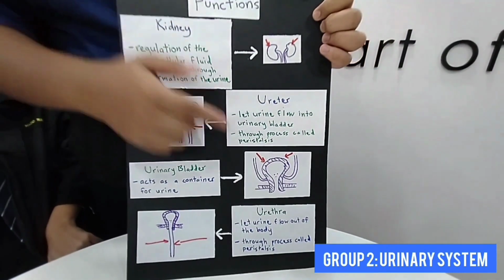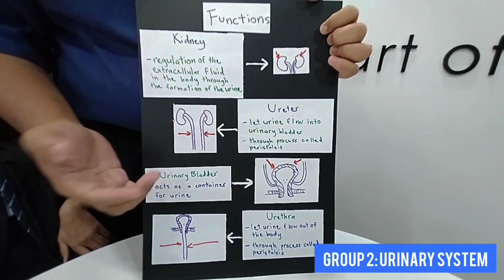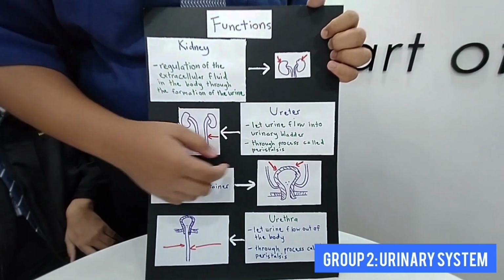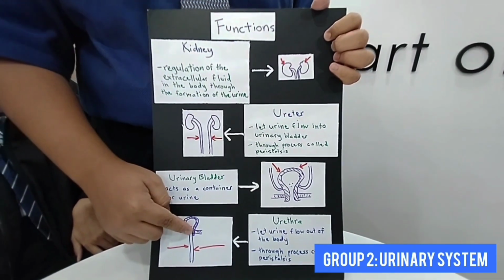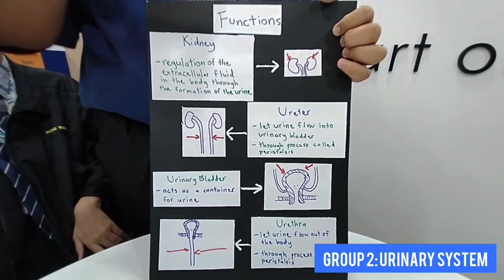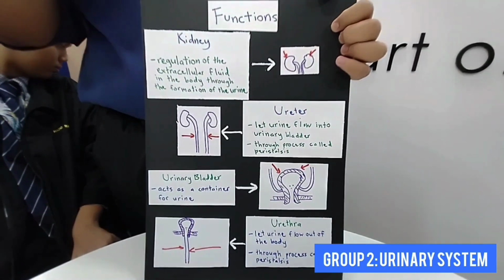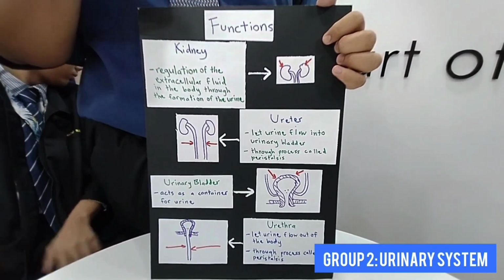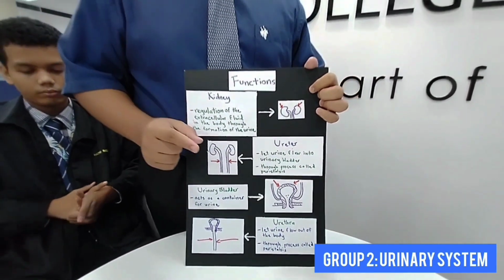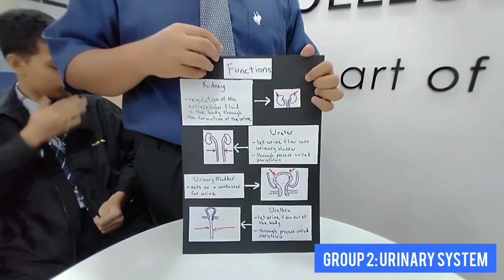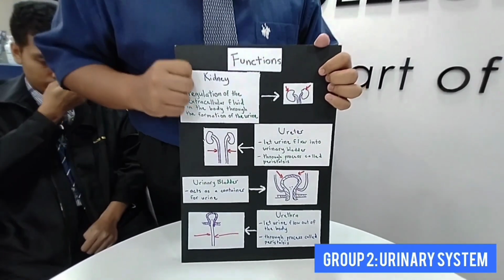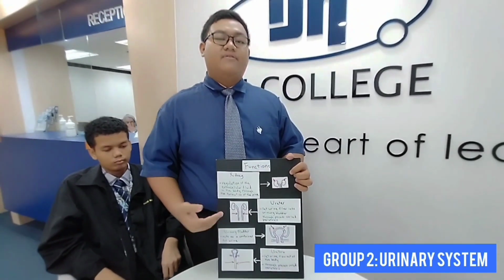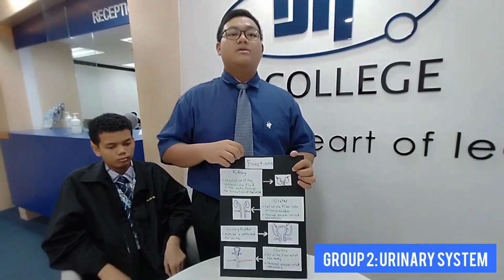Next, what is the urinary bladder? The urinary bladder acts like a container. It contains urine until it is full, and then when it is full, it will contract and the urine will flow next to the urethra. The urethra is a tube at the end of the urinary bladder that each human body has. For example, males have around 20 centimeters of urethra length and females have around 4 centimeters. The function of the urethra is the same as the ureter, to let the urine flow out of the body through the process called peristalsis.